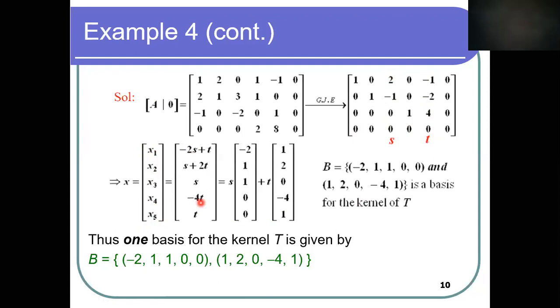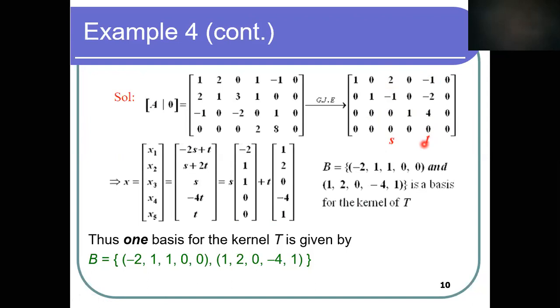So here you can see 1, 2, 3, 4, 5, 6. So the third column and the fifth column consist of free variables, or you can see the third column and fifth column consist of free variables.